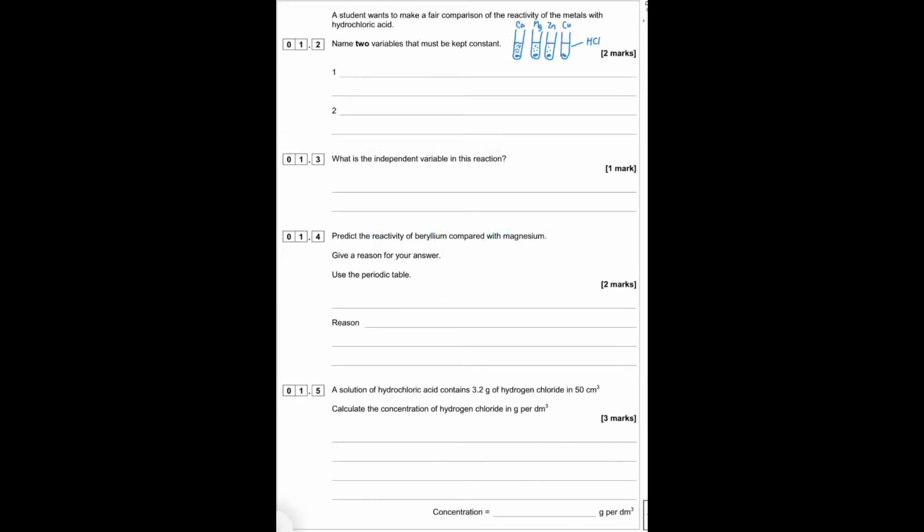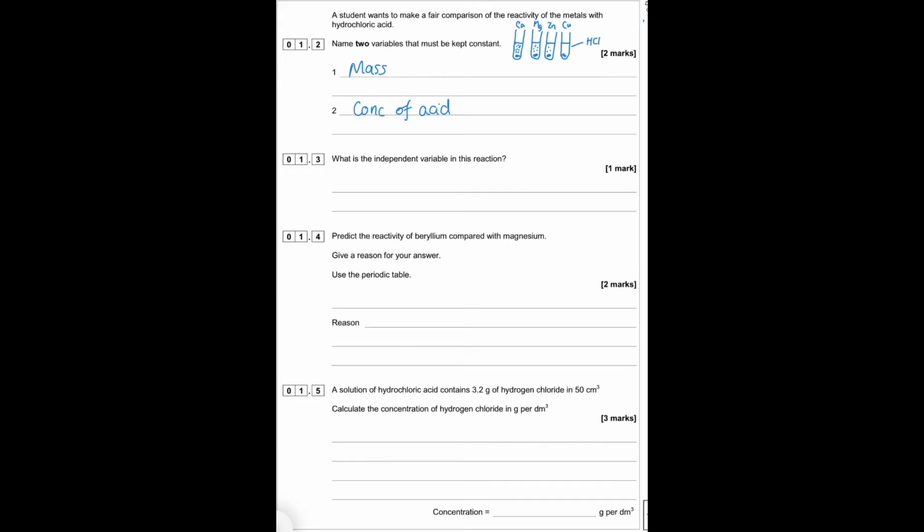A student wants to make a fair comparison of the reactivity of the metals with hydrochloric acid. Name 2 variables that must be kept constant. So the things that must be kept constant are things like the mass of the metal. We can talk about the concentration of the acid should be the same each time. There are other things that you can also say have to be kept constant. For example, the volume of the acid, the temperature of the acid, and the surface area of the metal.